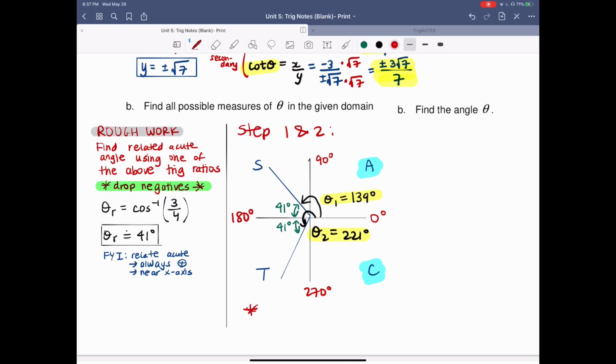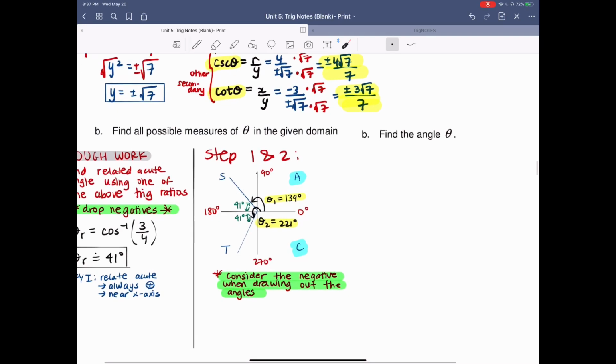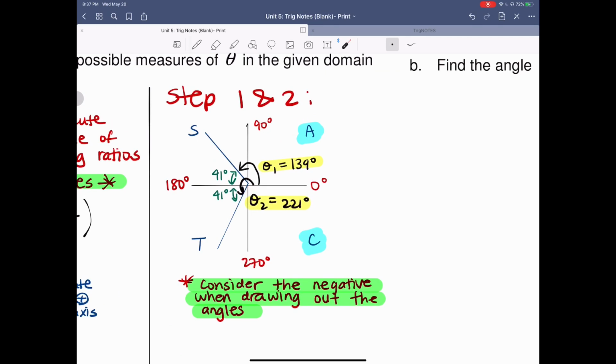So I'm just going to tell you that you're going to consider the negative when you're actually drawing out the angles, meaning that my cos theta was equal to -3/4, right? And so when I drew my terminal arms, I didn't draw it over here because this is where my cosine and all my trig ratios are positive, but I want it at the negative spot, and so that's why I'm drawing my terminal arms here.